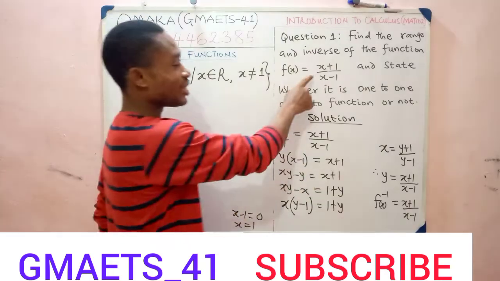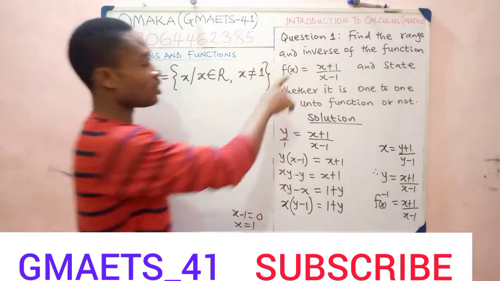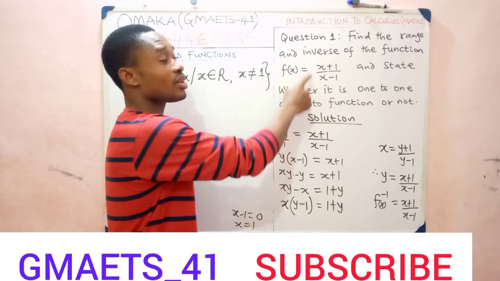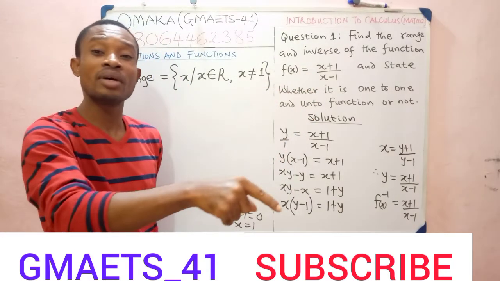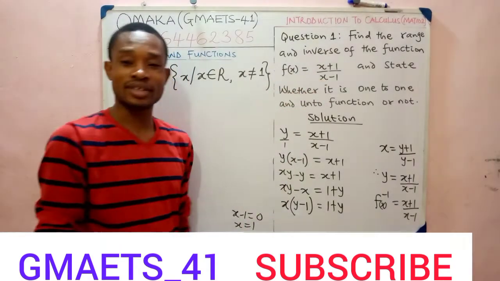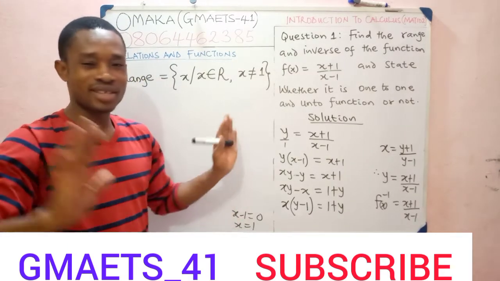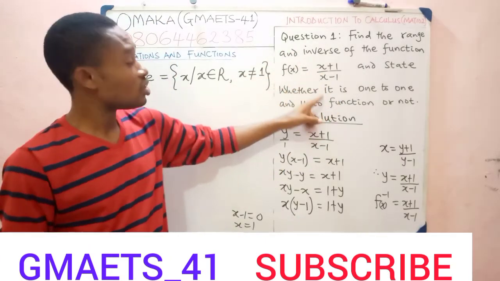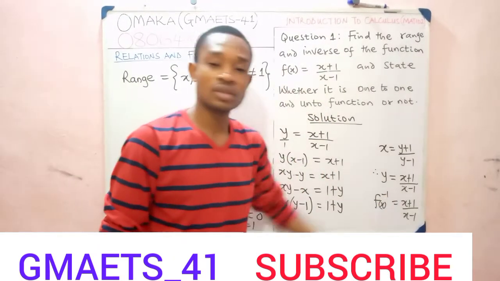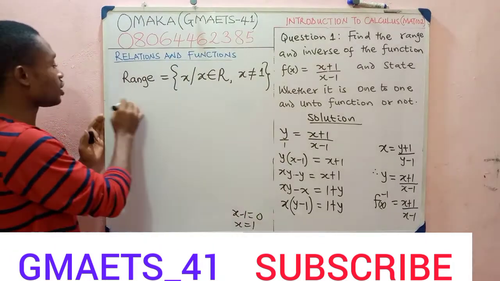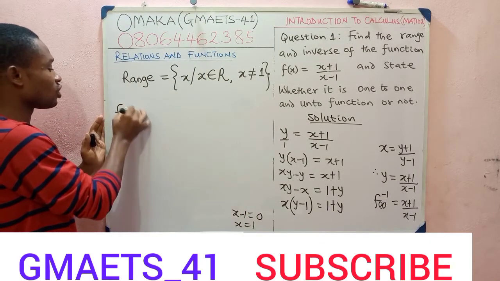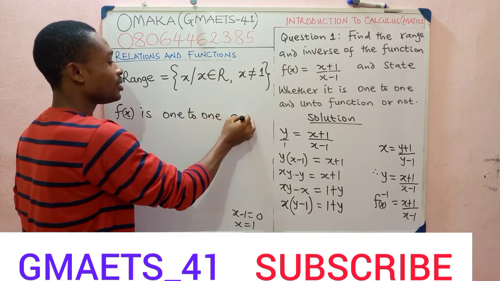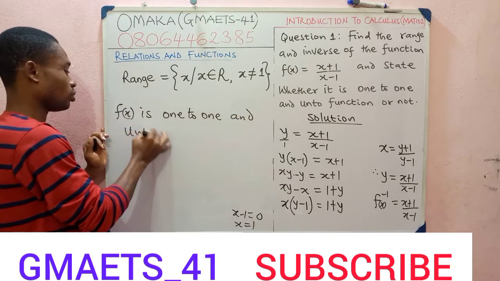Or you may decide to go and get the domain of this function. If you get the domain, looking at it, is it not still the same, domain equal to x such that x is an element of the real numbers, not equal to 1? Is that okay? And so that is very simple. Of course, I don't even need to bother getting the domain from here. Just looking at the functions, they are the same already. So I'll just come over here and say that f of x, the function given to us, is one-to-one and an onto function.